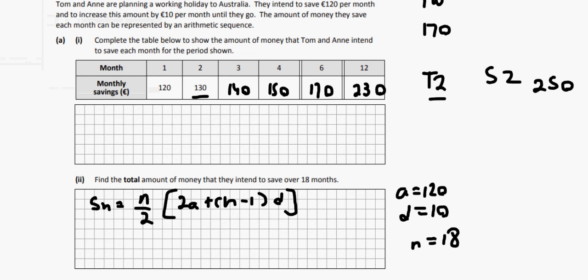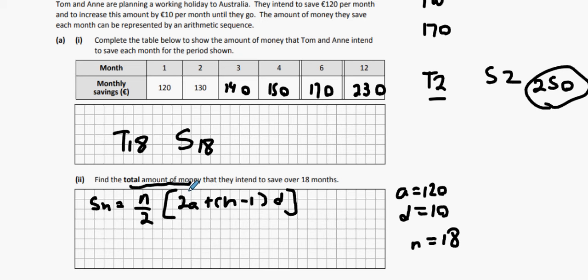There's a big difference between T2 and S2. T2 is 130, but S2 is 250. So in question A, part 2, are you looking for S18 or T18? Which one do you think you're looking for? It says the total amount. If it was the total amount saved in month 18, it'd be T18. But the total amount saved for the first 18 months is S18.